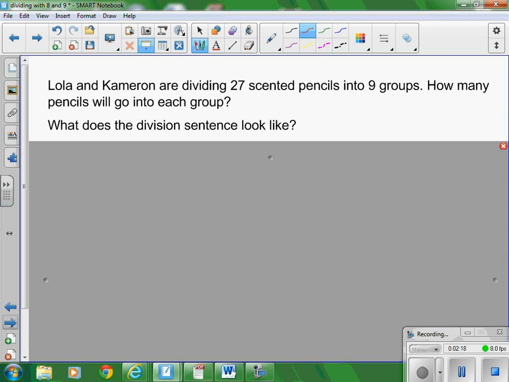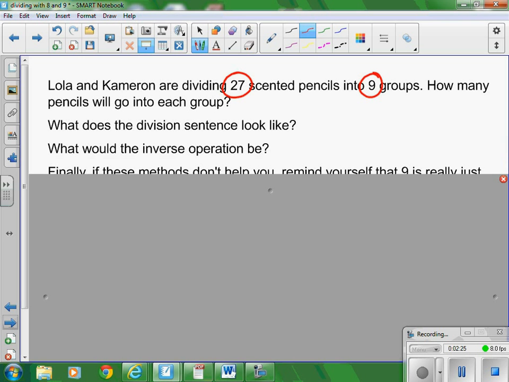Now, what does this division sentence look like? Again, circle the important information. 27 divided by 9 equals, what would the inverse operation be, third grade? You'd have to say 9 times what equals 27. And then you'd have your quotient.